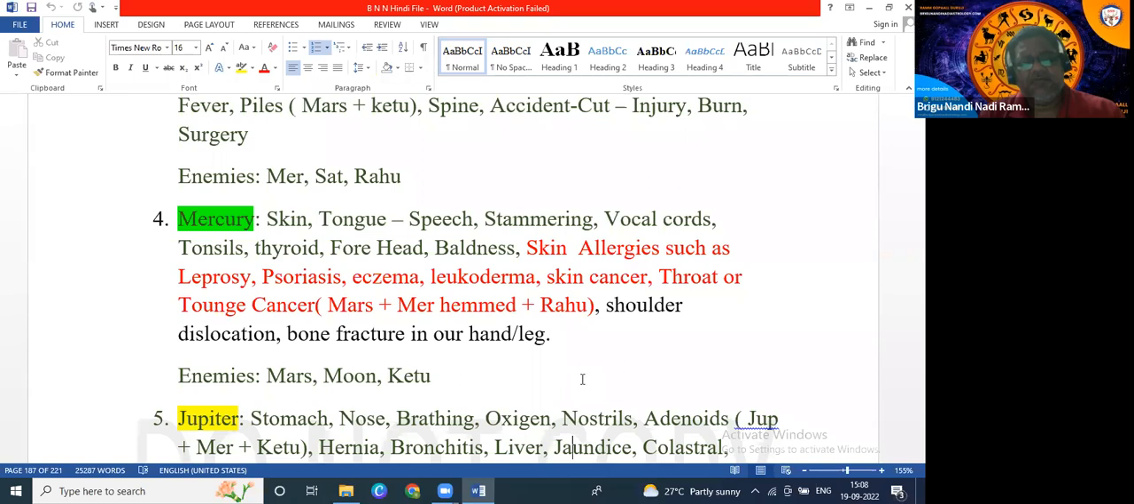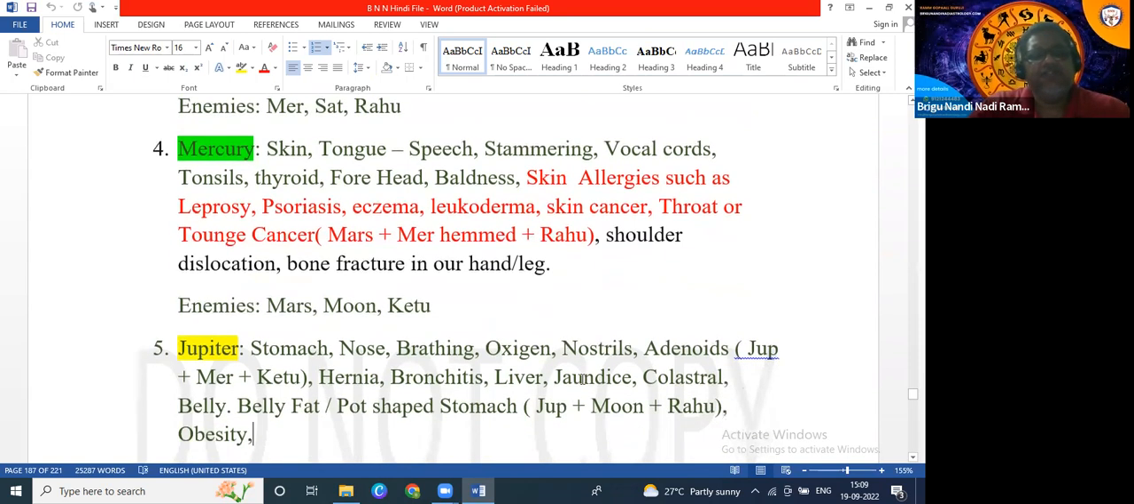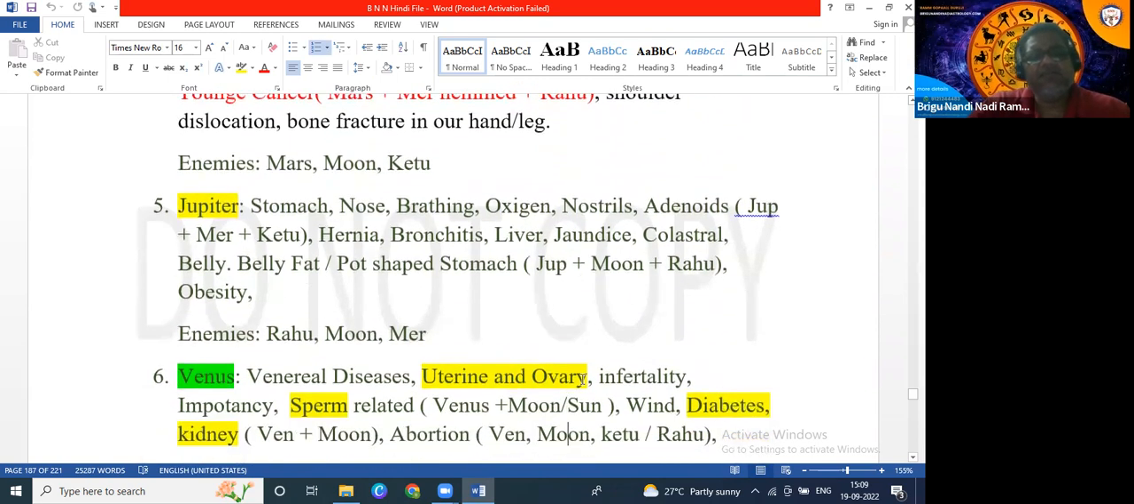So Mercury governs health here, whatever organs it governs, those organs will be damaged, or the native will get health problems related to those organs. So Mercury is here skin and throat, so thyroid, and like this, shoulders. And when it comes to Jupiter, Jupiter is actually the stomach. Jupiter is the stomach, and Jupiter is the nose.